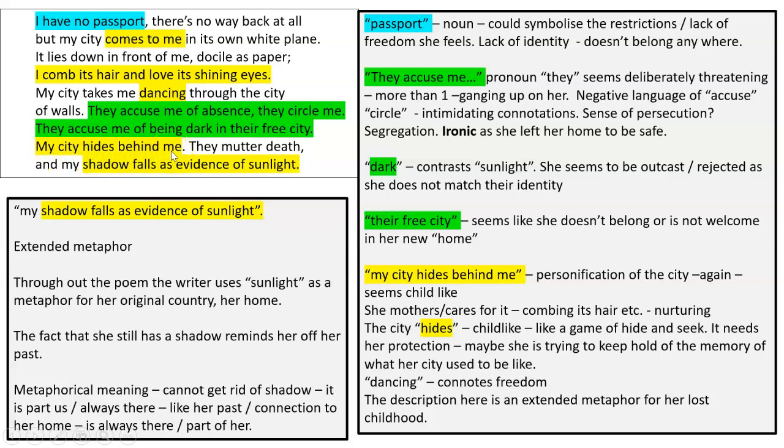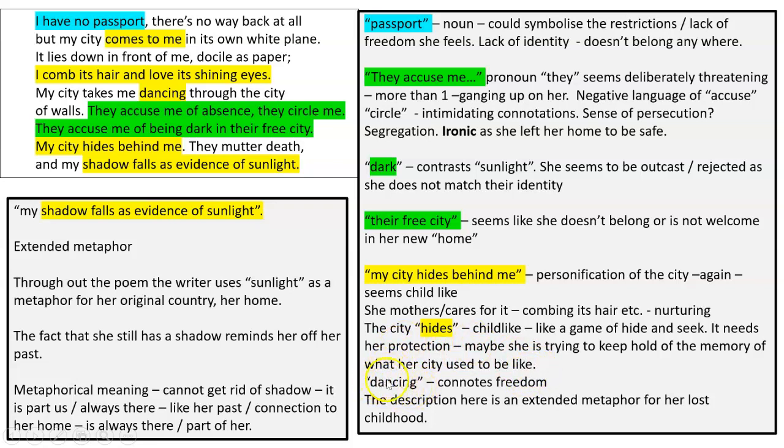And this is really interesting because all of these bits in yellow here, this personification, presents her like a mother, nurturing and caring for the city in the way that she's having to, or choosing to, comb its hair. And then the way the city hides behind her like a game of hide and seek suggests that the city needs protection. And again, this links with this idea of the paperweight, the way she's trying to hold on to the memories.